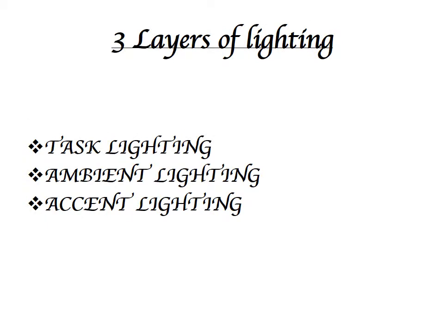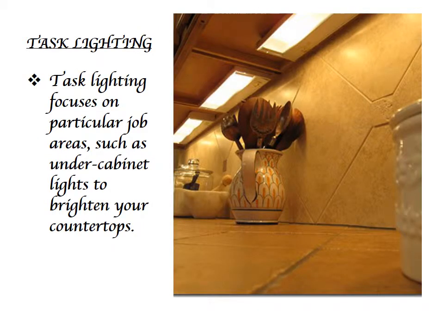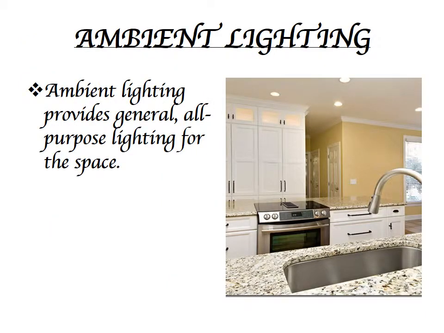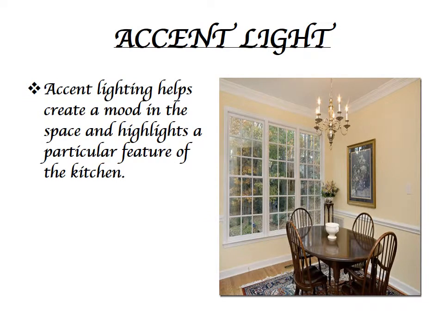There are three layers of lighting: task lighting, ambient lighting, and accent lighting. Task lighting focuses on particular job areas, such as under cabinet light to brighten your countertops. Ambient lighting provides general all-purpose lighting for this space, as you can see in the picture. Accent lighting helps create a mood in the space and highlights a particular feature of the kitchen.